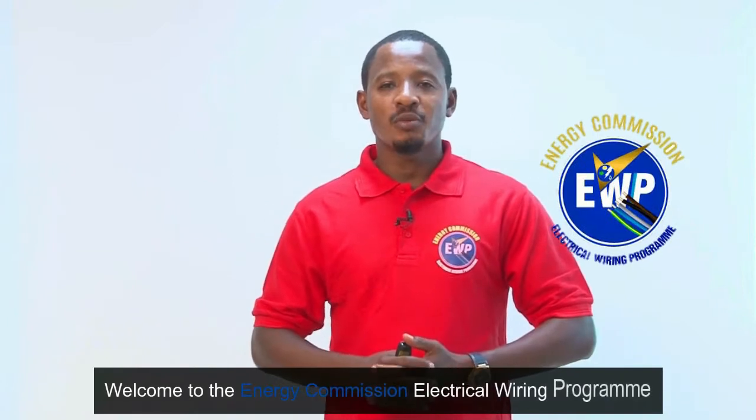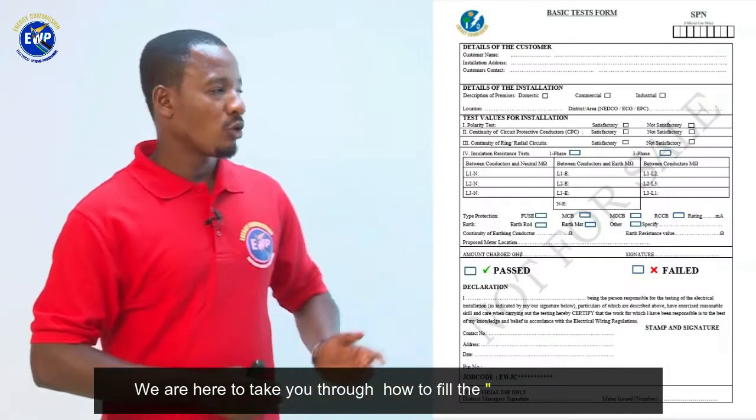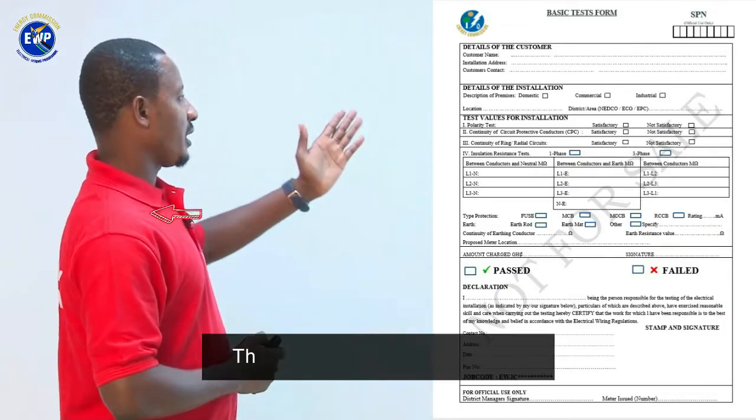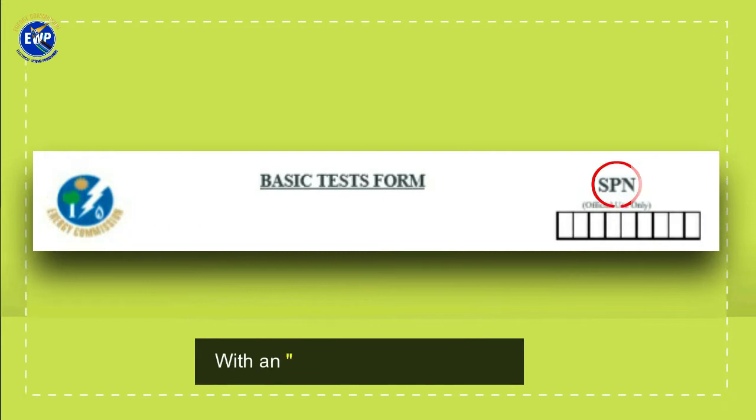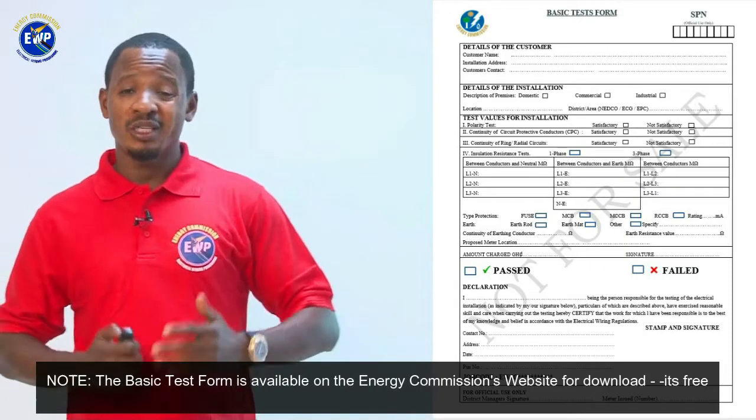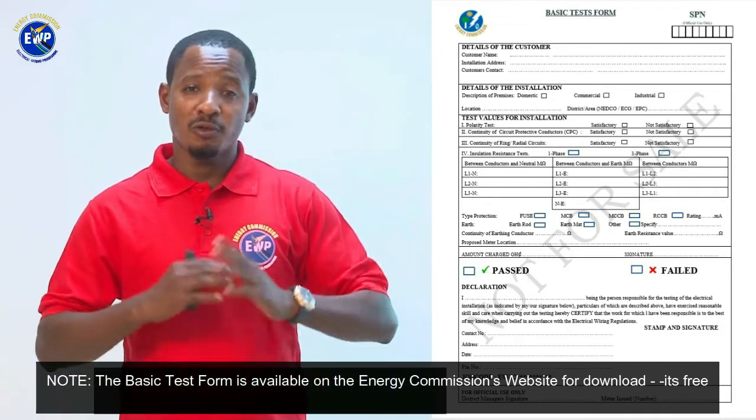Welcome to the Energy Commission's electrical wiring program. We are here to take you through how to fill the basic test form. The basic test form only has the Energy Commission's logo with an SPN, which is for official use only. The basic test form is available on the Energy Commission's website for download for free.